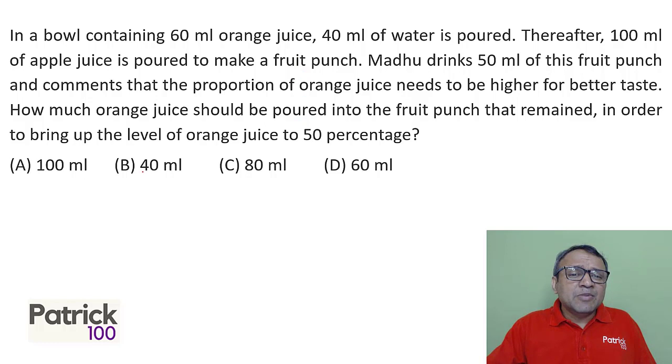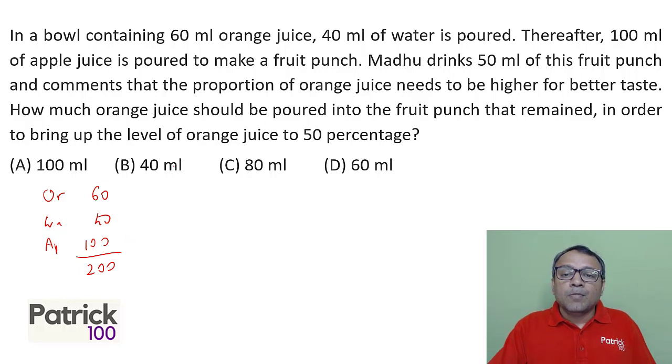The bowl contains 60 ml orange juice, 40 ml water, and 100 ml apple juice, so the total is 200 ml. Manu drinks 50 ml, which means 1/4 of 200. How much is left? 150 ml.